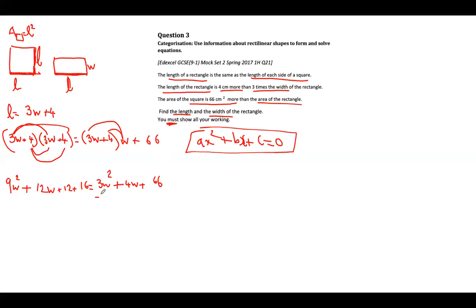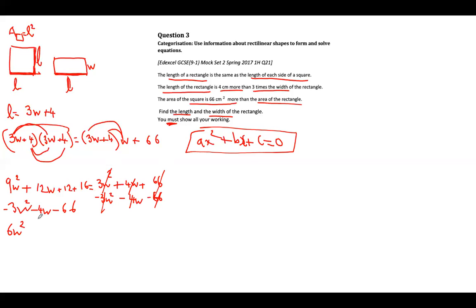So I'm going to get rid of the 3W to the power of 2 by taking it away, taking away 4W, taking away the 66. And of course, I need to take away exactly the same terms on the left-hand side. We could have done this one term at a time, but it is not wrong to do them all at the same time. It just saves time. Minus 66. All right, cancel them out. On this side, we have 9W to the power of 2, take away 3W to the power of 2, and this makes 6W to the power of 2.